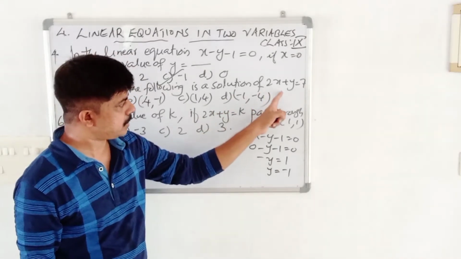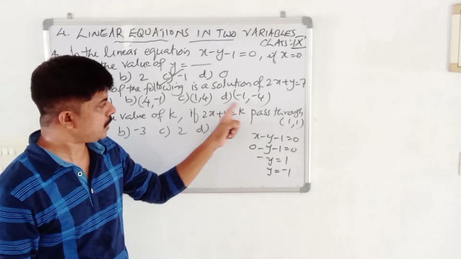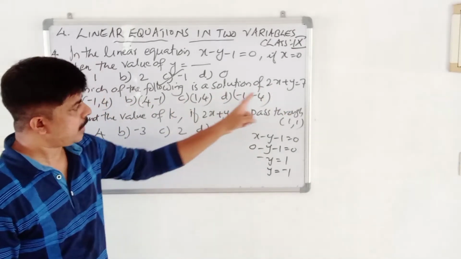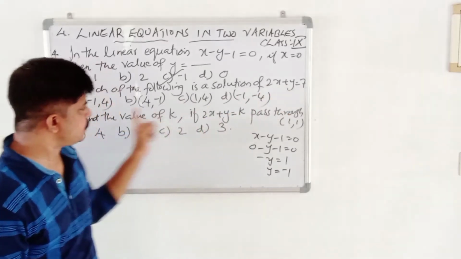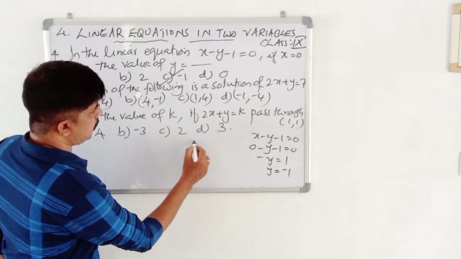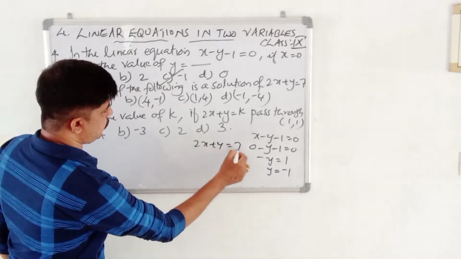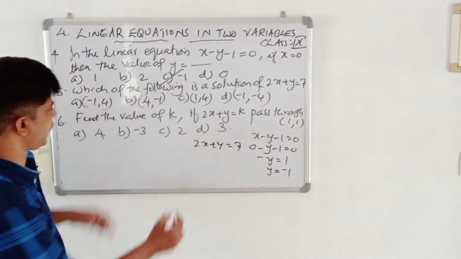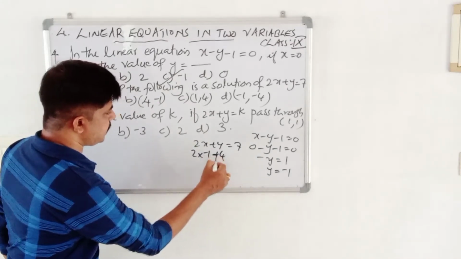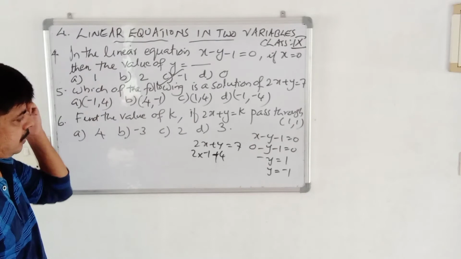Here we are given an equation and we have to check which one is the correct solution. Let us substitute these values for x and y for checking. First we check (-1, 4) in 2x + y = 7. For x = -1 and y = 4, will it be 7? No, that is not a solution.